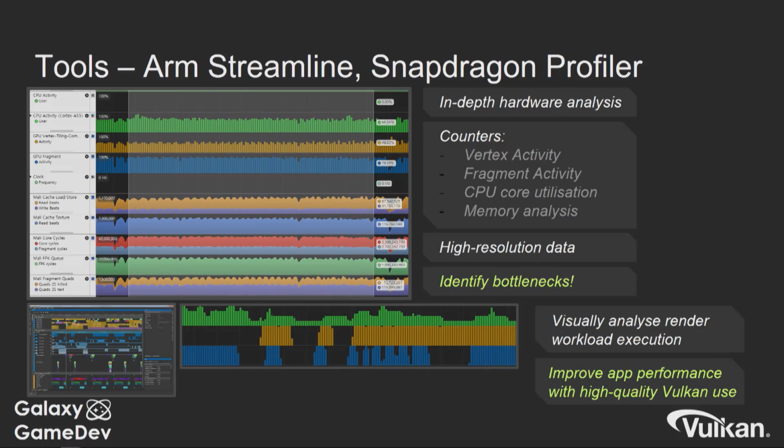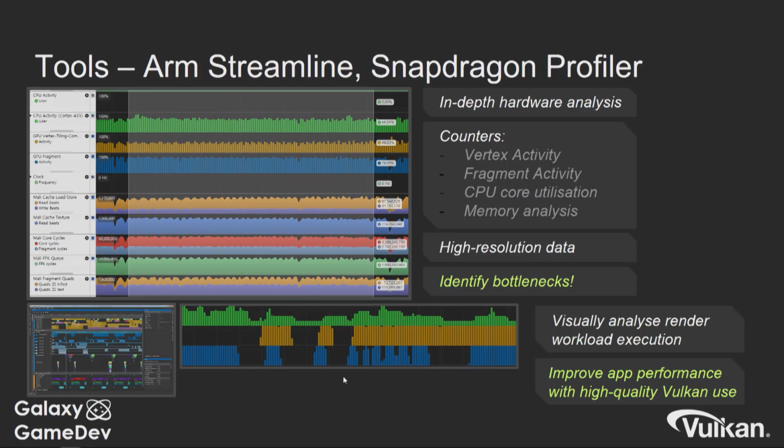We use different tools depending on which device we're testing. So for ARM stuff, we can use Streamline, and this gives us a really, really high-frequency breakdown of exactly what the hardware is doing. So we get information about fragment activity, detailed CPU breakdown by core, and vertex activity and things like that as well. We can also zoom in at a really high resolution on that data.